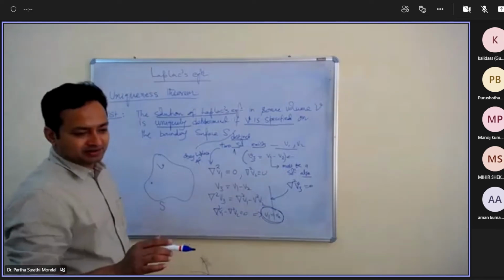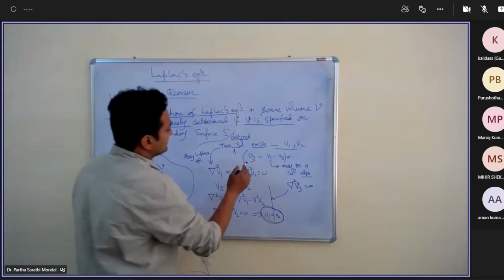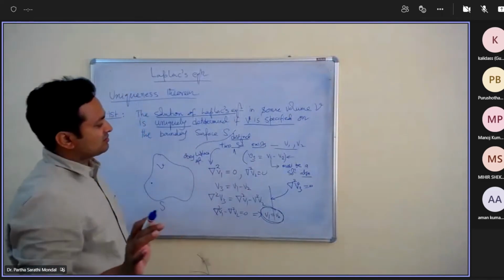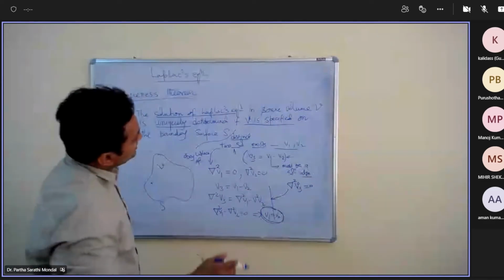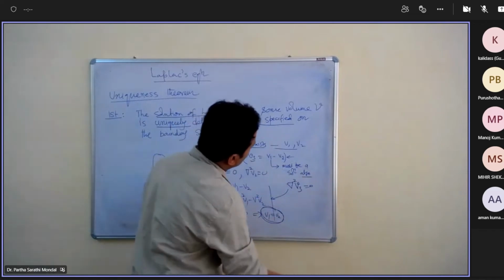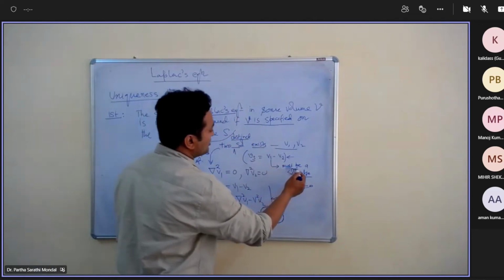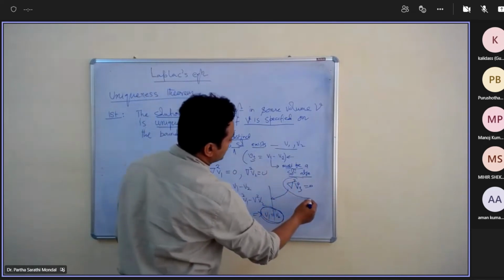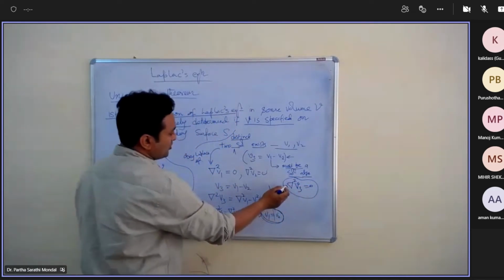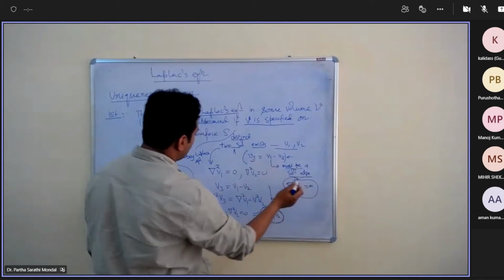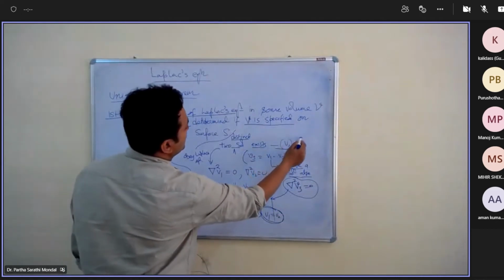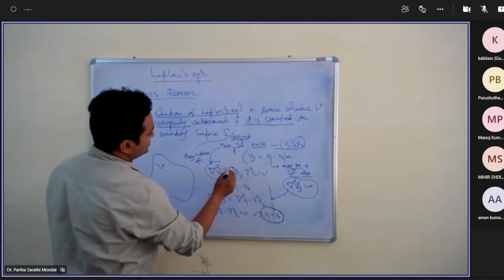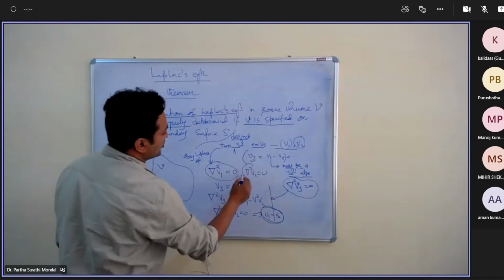Let's say this difference is V3, which is V1 minus V2. Now the superposition principle says that their difference will also be a solution of the Laplace equation. If it is a solution of the Laplace equation, then it will also obey it: del square V3 equal to 0. Just as V1 and V2 are solutions of the Laplace equation, this will also follow it, obey it.